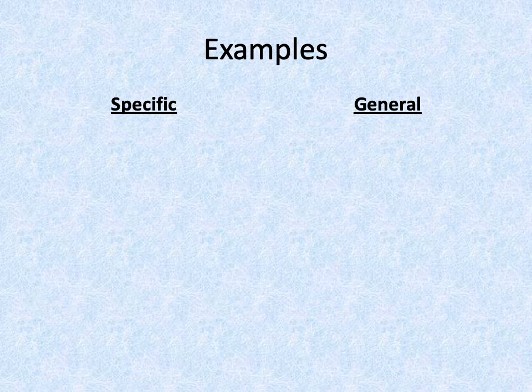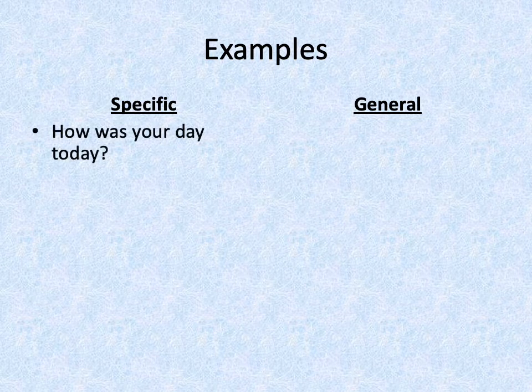Okay, so let's have a look at some of the examples of a specific question and a general question. Firstly, in our everyday lives, and this may come across as a very basic example, but just purely for illustration, how is your day today? So I'm interested in you, I'm interested in your day, and I'm interested in your day today. Those are some of the specific things that I want to know. A more general variation of that, how are things? And you can see the differences between the two.